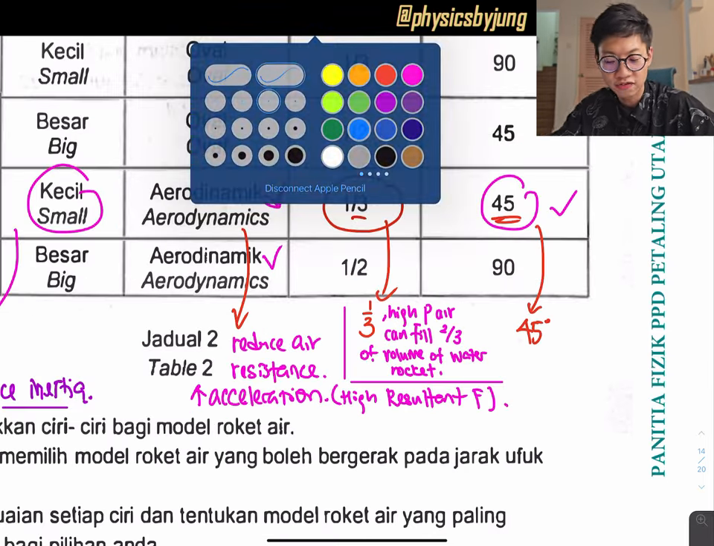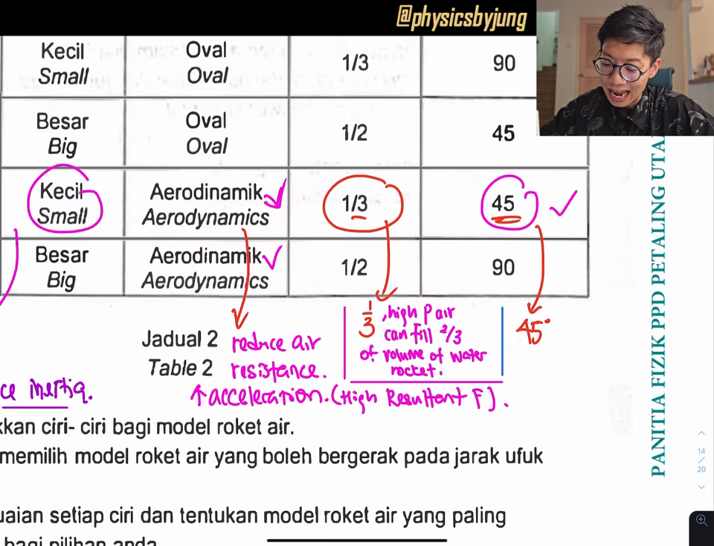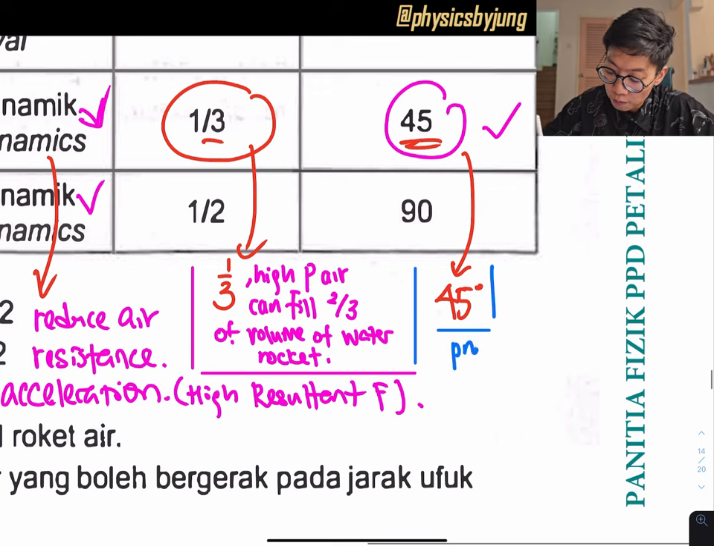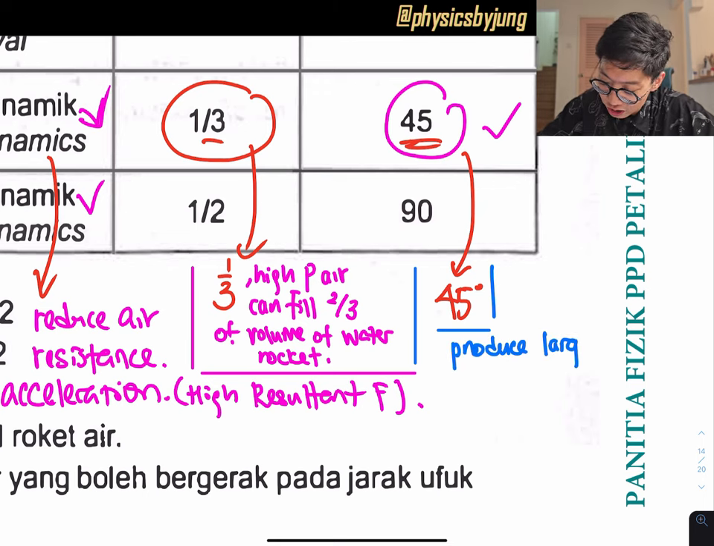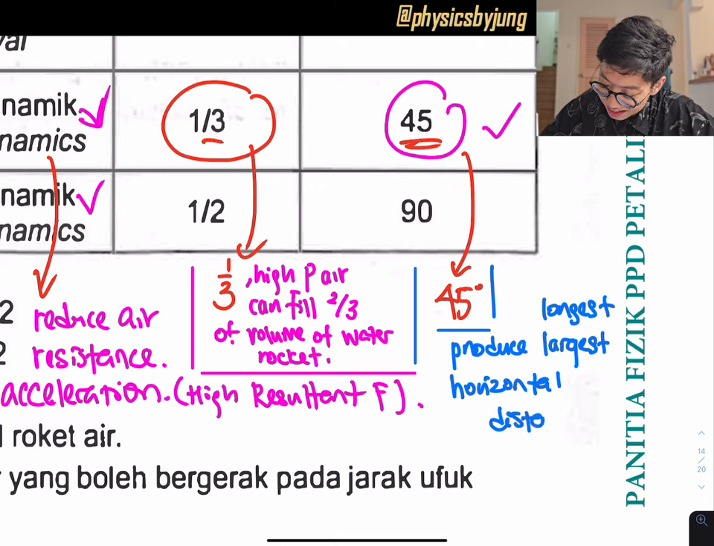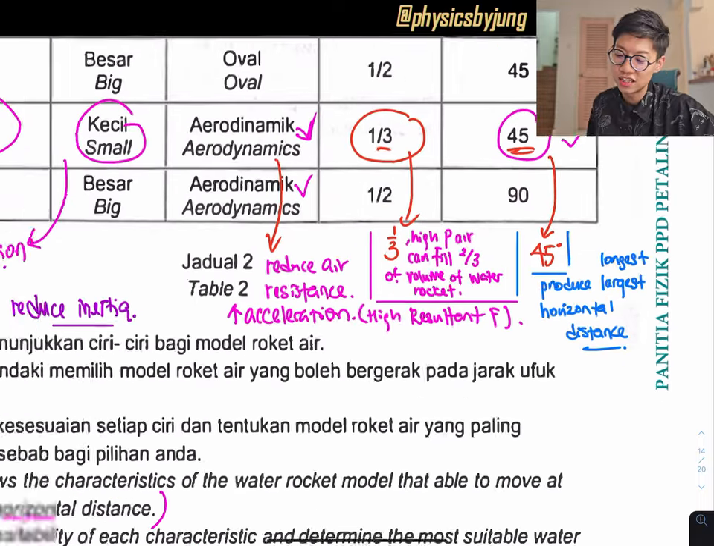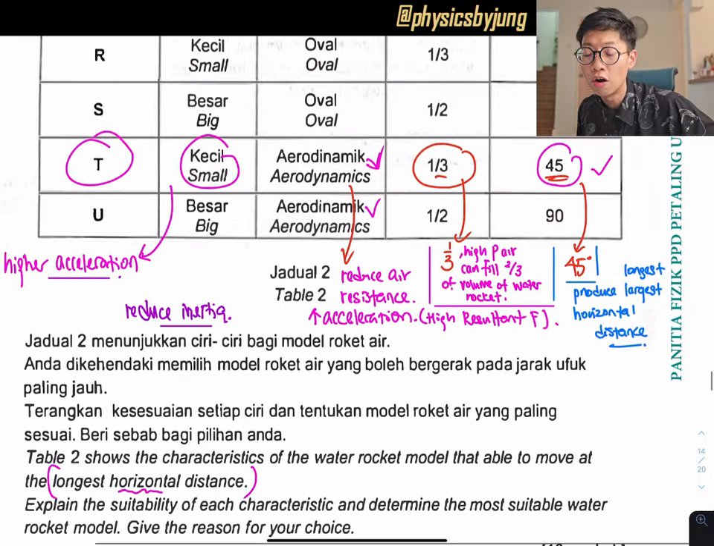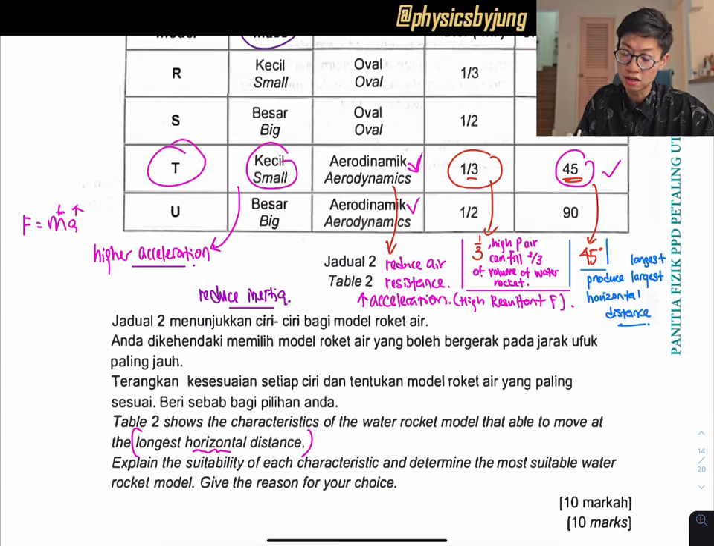Okay, then we're going to talk about this 45 degree angle of launching. So why do I want this angle of launching 45? Because this will produce the largest, or you can say the longest, furthest horizontal distance. Because your aim here is horizontal distance.